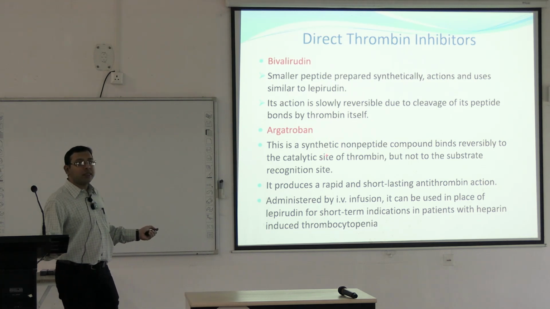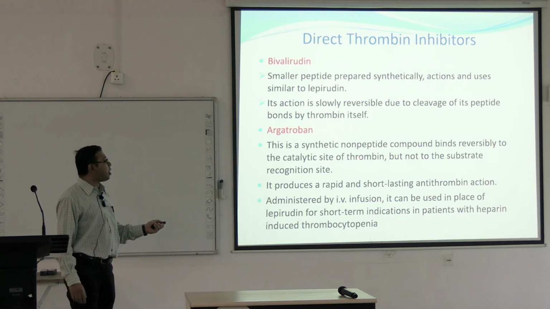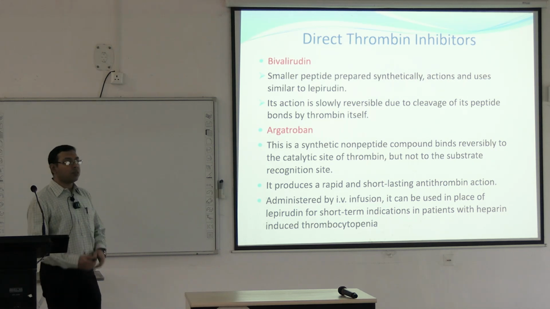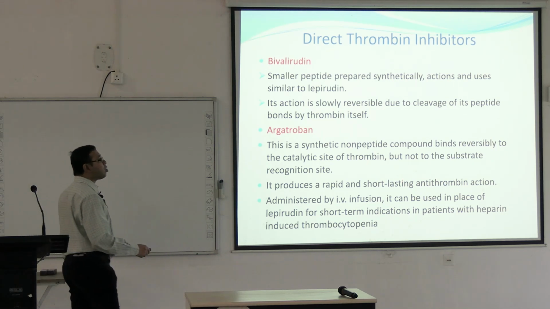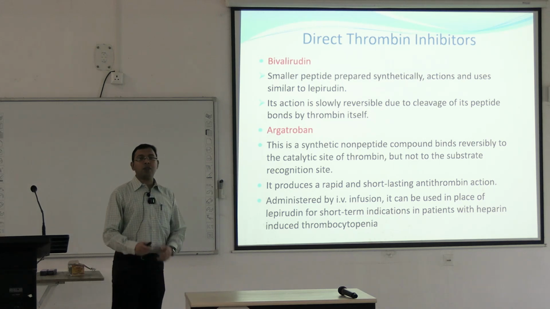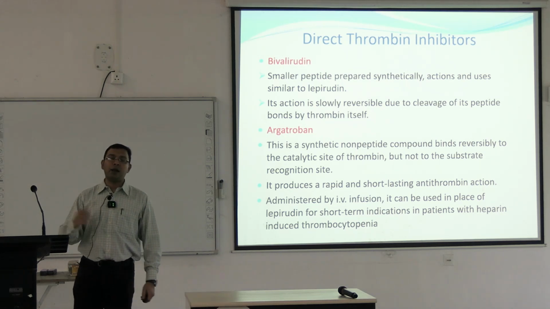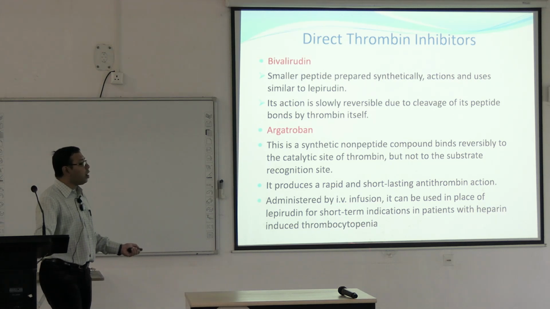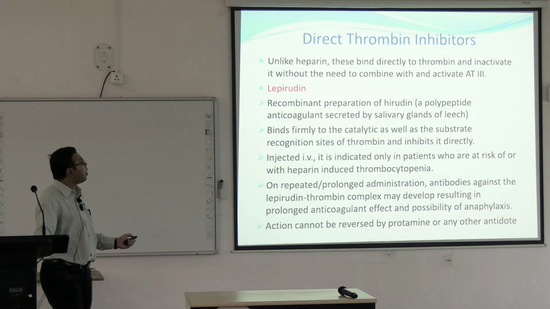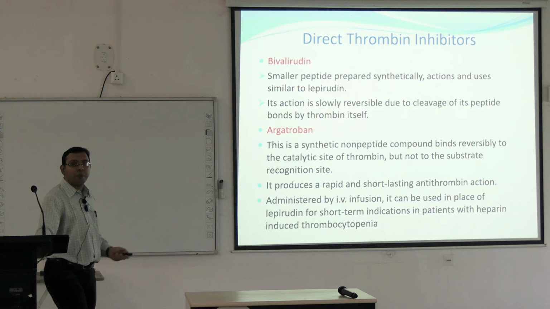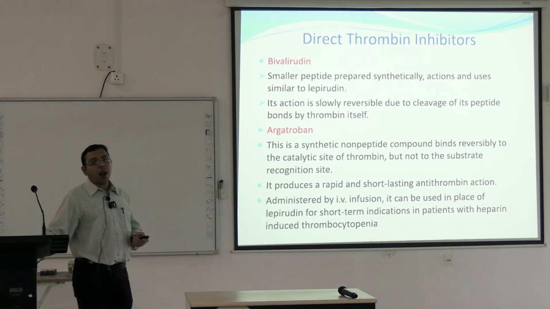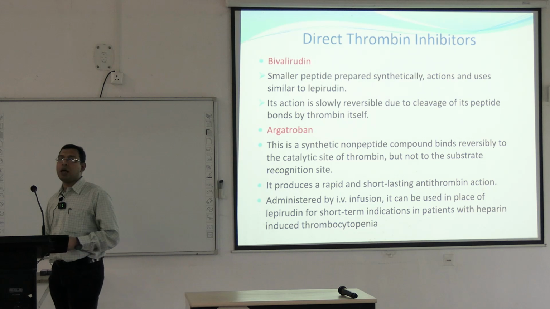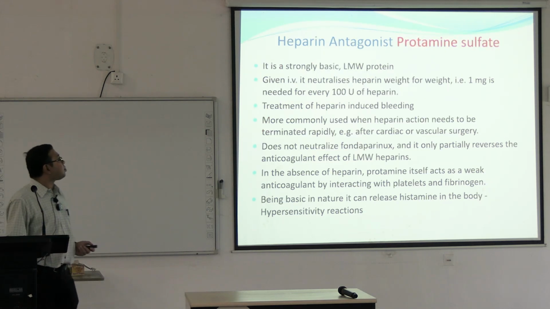And argatroban is a synthetic non-peptide compound. It binds basically reversibly with the catalytic site but not to the substrate recognition site. So it produces rapid and short-lasting antithrombin action. Because the action, if it is prolonged, ultimately that leads to different types of adverse effects. It can be given by IV infusion, indicated again in heparin-induced thrombocytopenia. So just remember the names lepirudin, bivalirudin and argatroban, of which bivalirudin and argatroban are used. The indication is the heparin-induced thrombocytopenia.